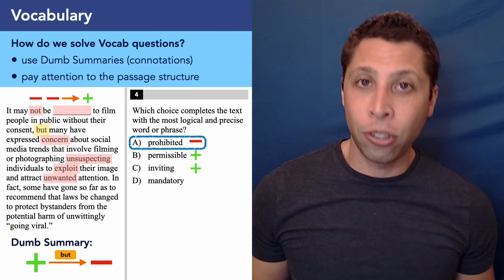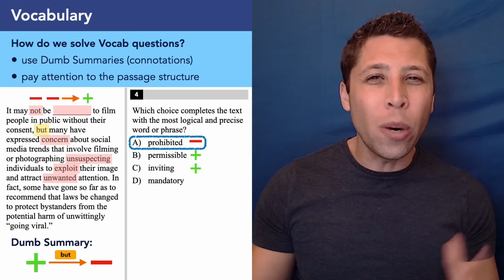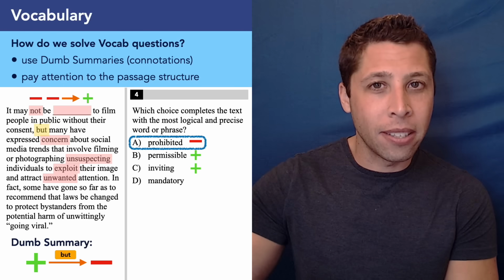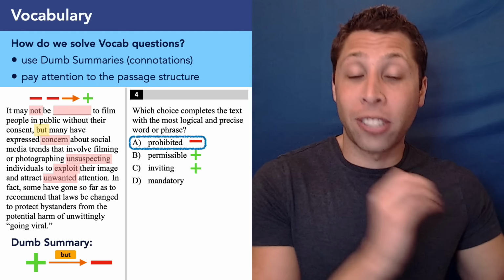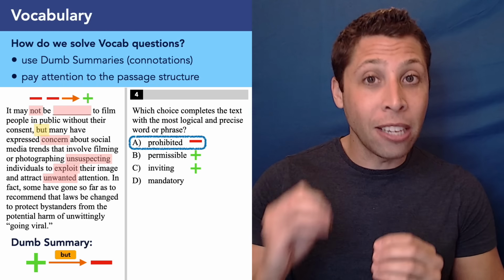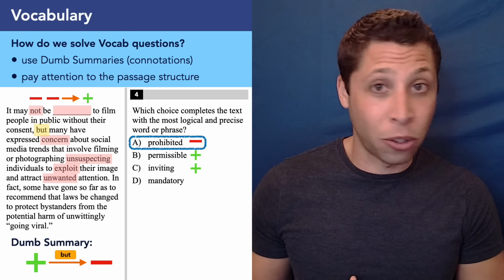But wow, the structure of this thing, right? That's such a weird way to make this point. But the SAT is not interested in writing the best, most clear sentence, right? They're interested in making sure that you are paying attention to what's going on.